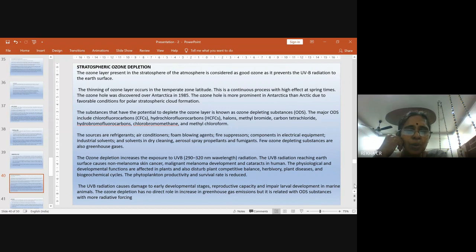So the ozone depletion increases the exposure to ultraviolet B radiation, which has a wavelength of 290 to 320 nanometers. The UV radiation reaching the Earth's surface causes skin cancer, melanoma development, and cataract in human beings. The physiological and developmental functions are affected in plants, and it disturbs plant competitive balance, plant diseases, biogeochemical cycles, etc.